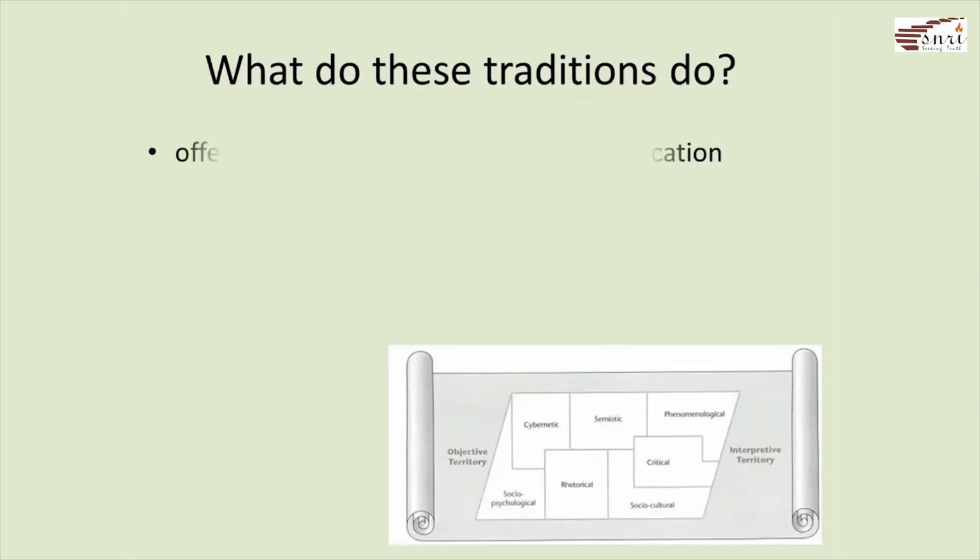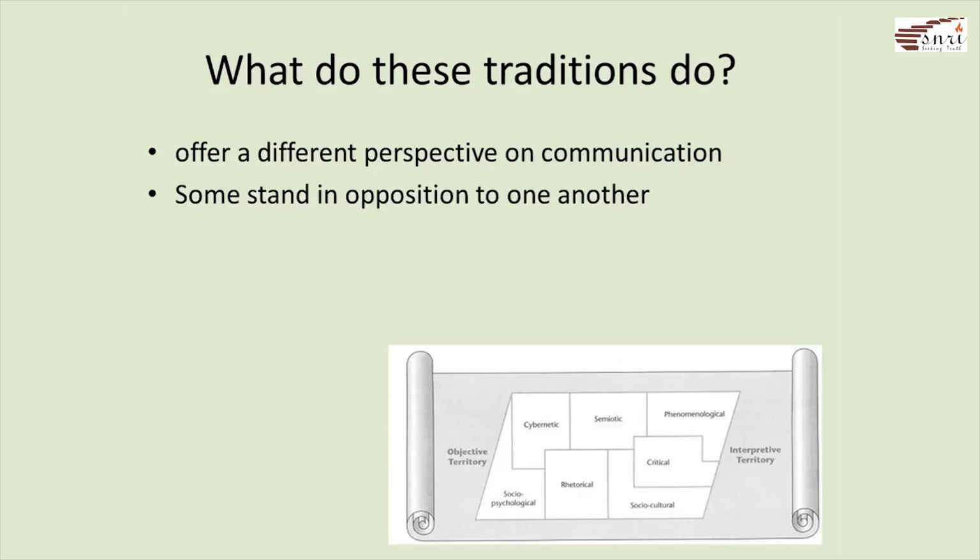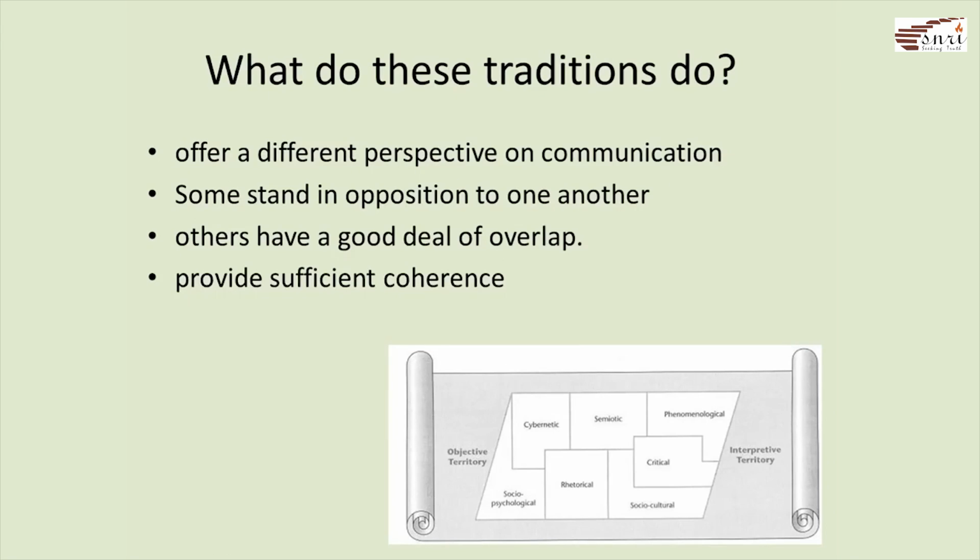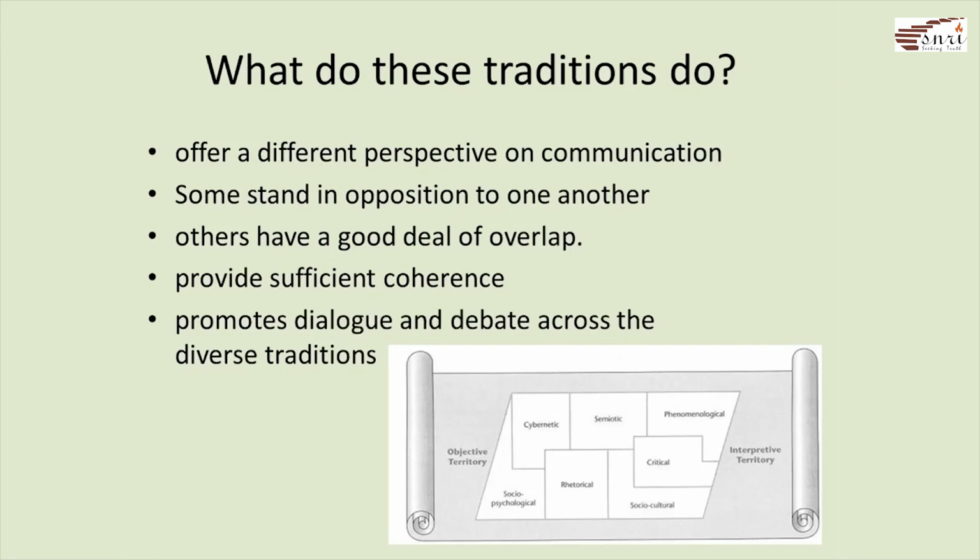Well, first and foremost, each of these traditions can be thought of as offering a different perspective on communication. Now, some of these traditions also stand in opposition to one another, while others have a good deal of overlap. As a group, these traditions provide sufficient coherence to allow us to look at theories side by side and to understand their essential commonalities and differences. Now, for Craig, these traditions provide a kind of intellectual coherence, not by reaching universal consensus on one grand theory, but by promoting dialogue and debate across the diverse traditions of communication theory.